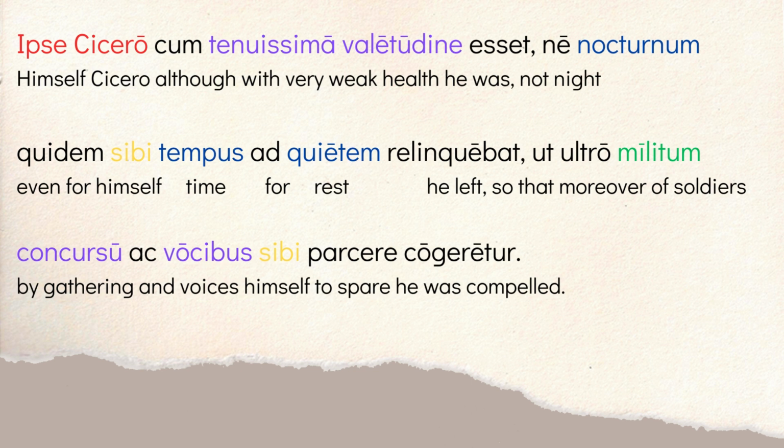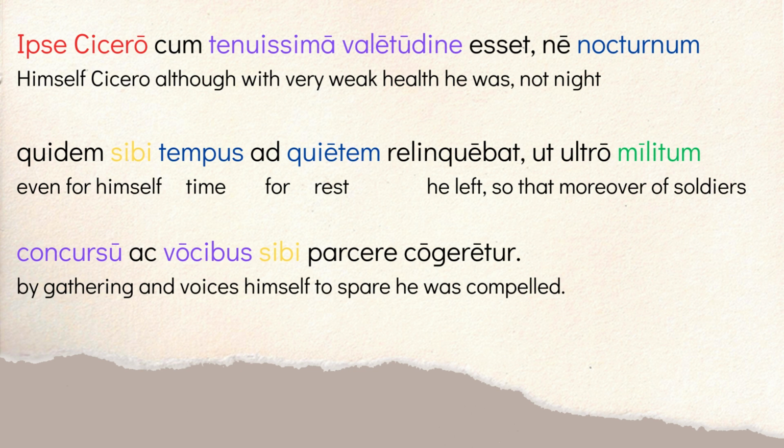So that moreover, right, ultro, he was compelled, right, with the result that you might even say, right, all these things, but he's not resting. He's not even giving himself anything like that. And then you have this result clause of so that he was compelled, right, cogeretur, he was compelled to spare himself, right, sibi parcere, to give up some time for himself, basically, by the concursu ac vocibus, by the gathering and the voices militum of his soldiers.